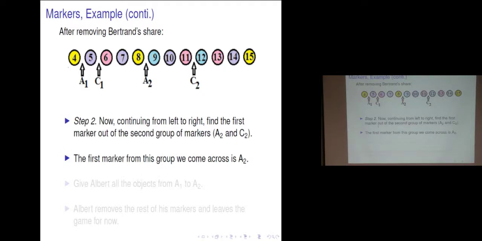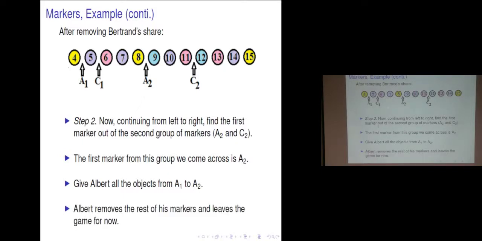In this example, A2 is the first one, so we are here. Okay? And then give Arbor all the objects from A1 to A2. Okay, so 5, 6, 7, 8 goes to Arbor. And then we ask Arbor to take these items and leave the game for now. Okay, so these four items are gone, and Arbor is gone.